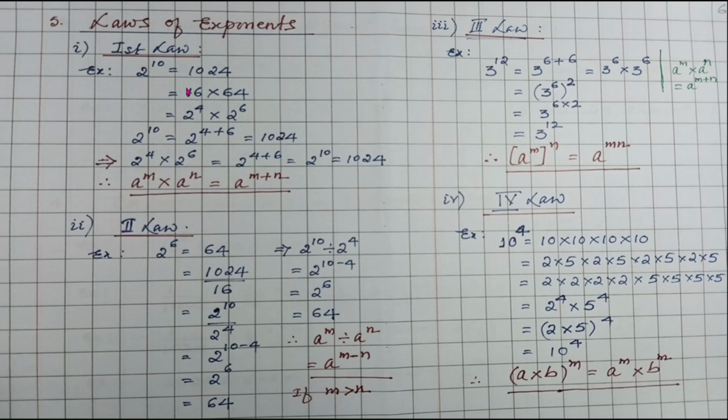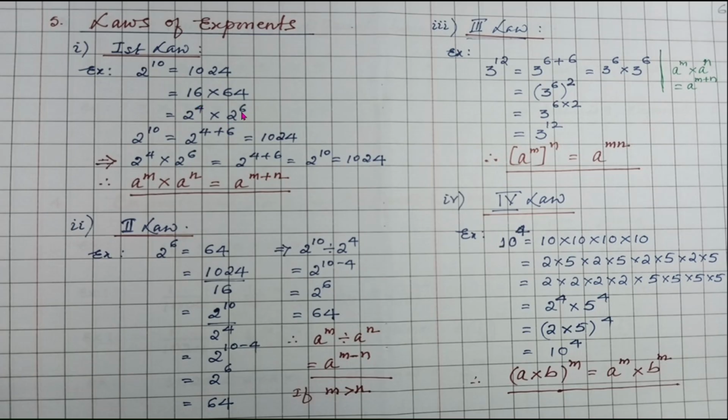Now let us take one example and understand it. If I find 2 raised to 10, that is 2 multiplied 10 times, I get 1024. But I also get 1024 by multiplying 16 and 64. 16 is 2 raised to 4, that means when I multiply 2 4 times, I get 16. When I multiply 2 6 times, I get 64. If I take the product, I get 1024.